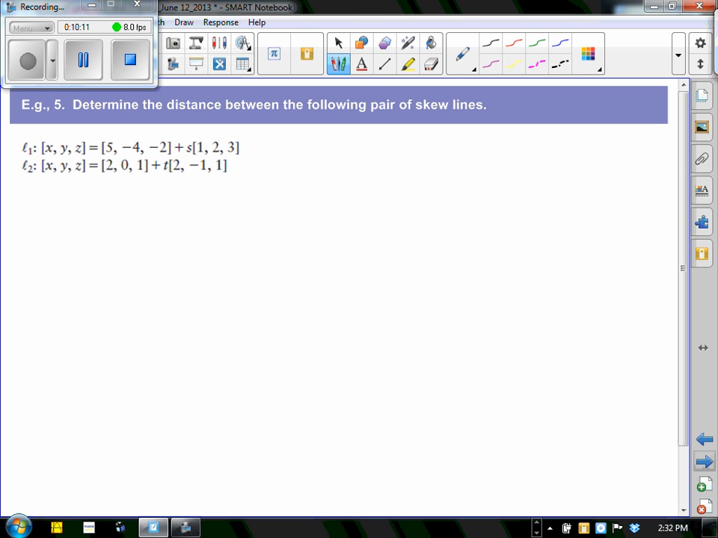Now, last but not least, depending on the application, it might be important to determine the distance between 2 points in 3 space, between 2 lines in 3 space, or as we might see in the future, between 2 planes. So we're going to determine the distance between the following pair of skew lines. Now there is a process for this, and it will probably come out in the form of 2 steps. Okay, so what we're going to do is to apply a particular relationship.